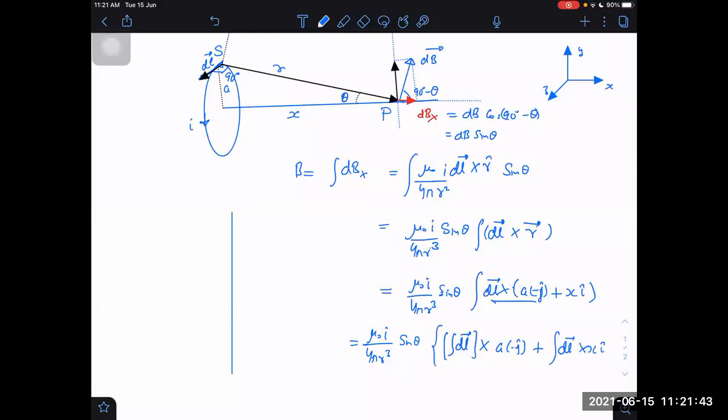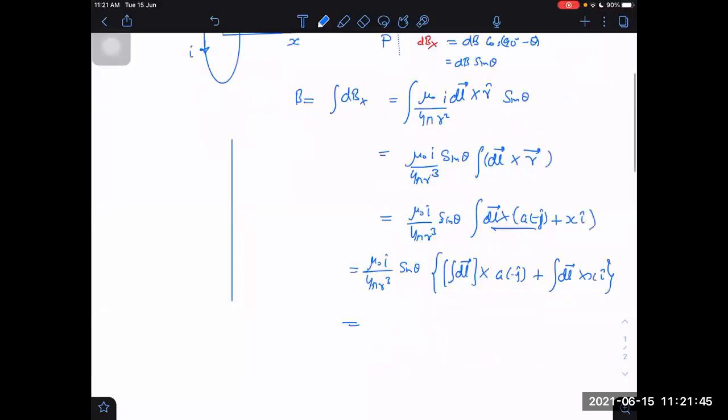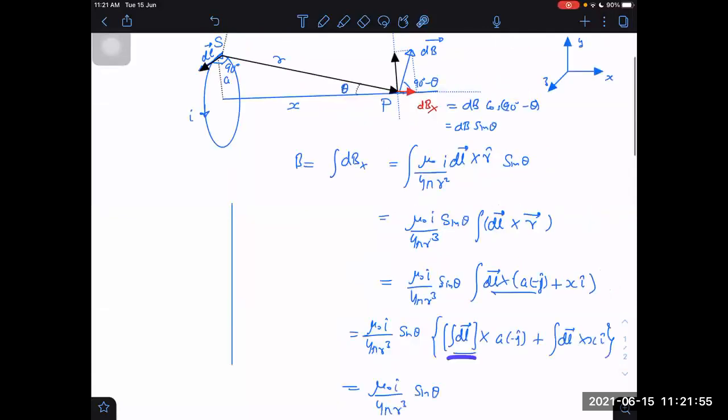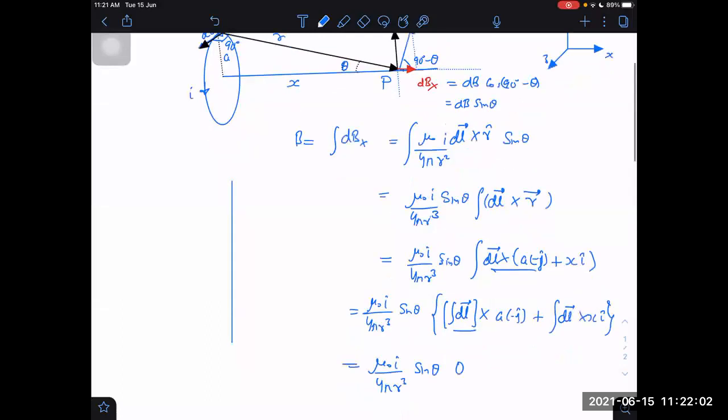What is it now? Mu naught into I upon 4 pi r cube into sin theta. What will be the dl vector resultant? In a closed loop, if I take the effective length 2 pi r, what will come out to be? Zero. It is not the dl magnitude resultant. The dl magnitude resultant will be 2 pi r, but the dl vector resultant is zero.